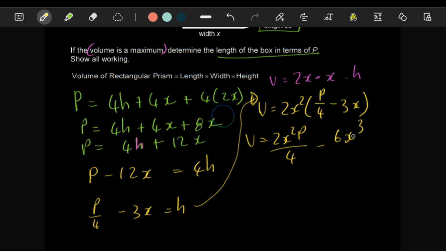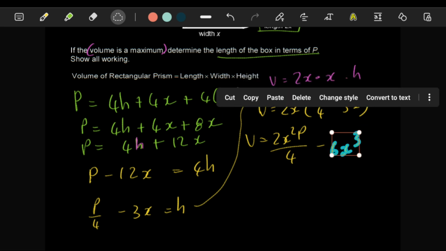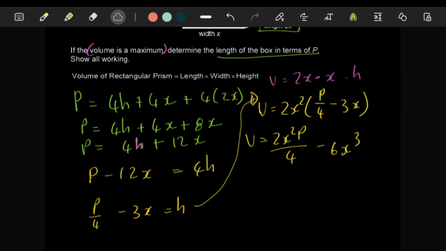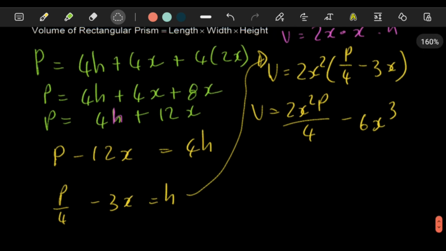6x cubed. Yeah, this is just 6x cubed. So let's do this. There we go. If you want to simplify, what can you do here?